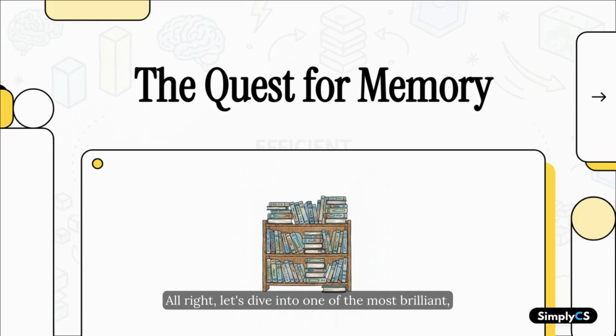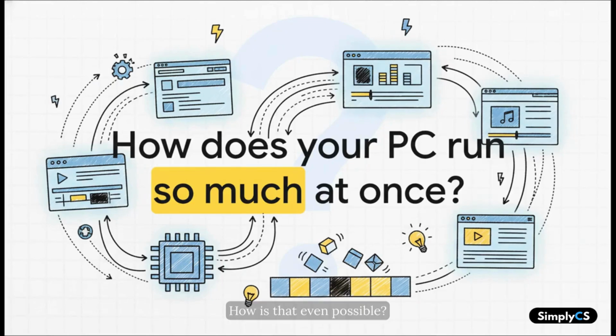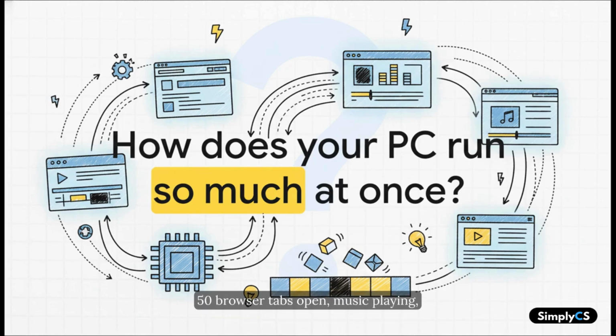All right, let's dive into one of the most brilliant, unsung heroes inside your computer: memory management. It's the master illusionist that lets your machine juggle dozens of complex tasks, all within a tiny, finite space. I mean, really think about it. How is that even possible? You've got a massive game running, 50 browser tabs open, music playing, and somehow your computer just handles it. Well, it's not magic, but it's a series of incredibly clever tricks, and today we're going to break them down.